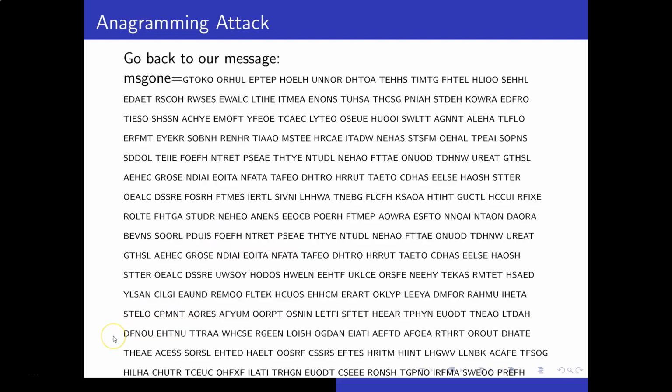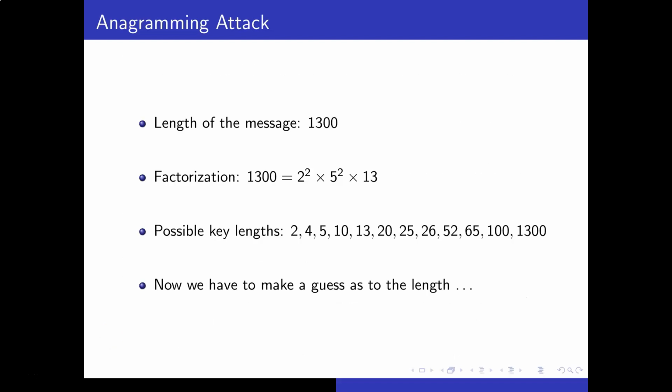All right, so here's our message. So let's try this. Turns out if you look at the length of the message, it's 1,300 characters. If we factor 1,300, it's 2 squared times 5 squared times 13. So the divisors of 1,300 are that long list there. Now, keep in mind, the likelihood that it's a 2 or a 4 is highly unlikely. You could brute force those out in no time.